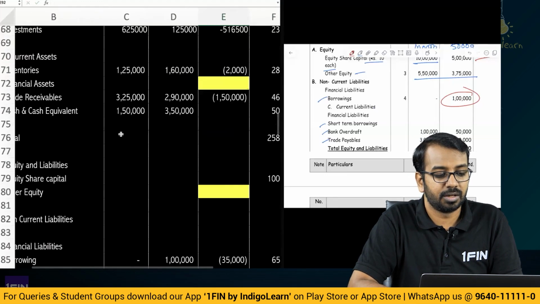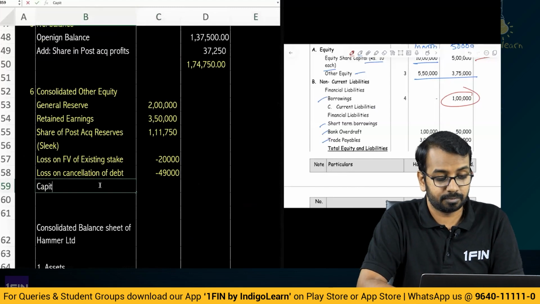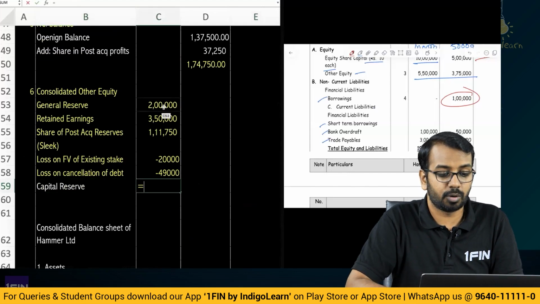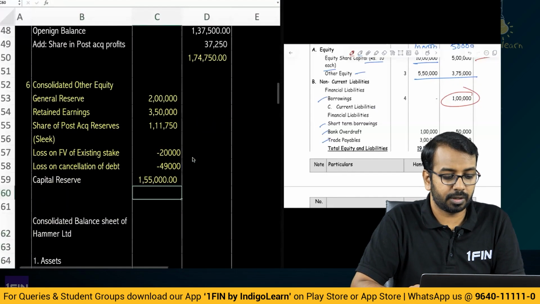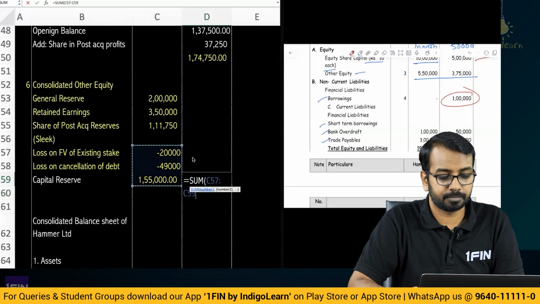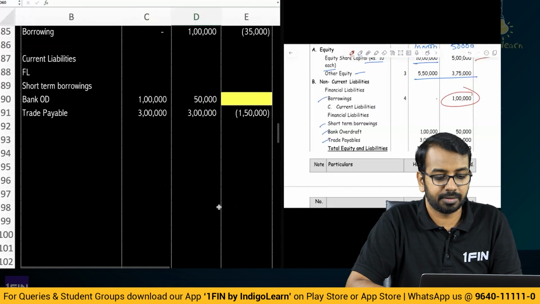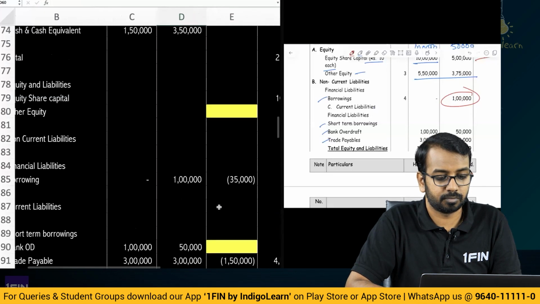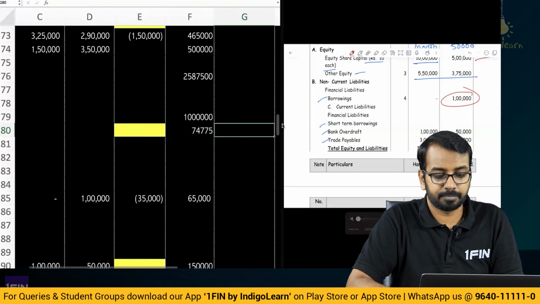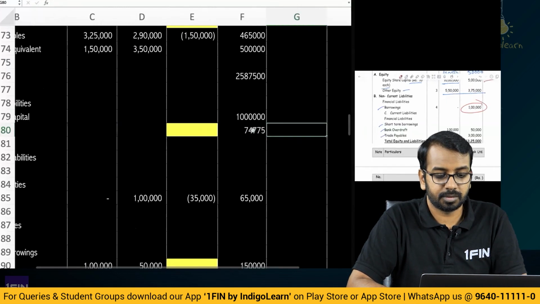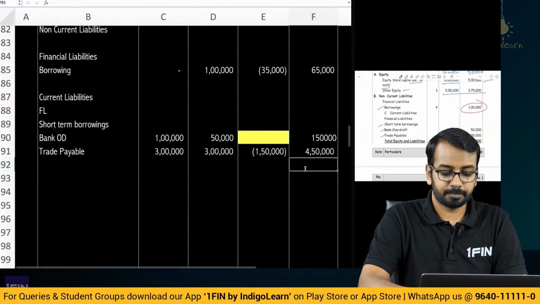Okay. Now what are we left with? We are left with other equity. Now under other equity, we also have capital reserve. Capital reserve, what we had calculated, 1,55,000. So the total of other equity comes to 747,750. So you can plot 747,750. So the total.